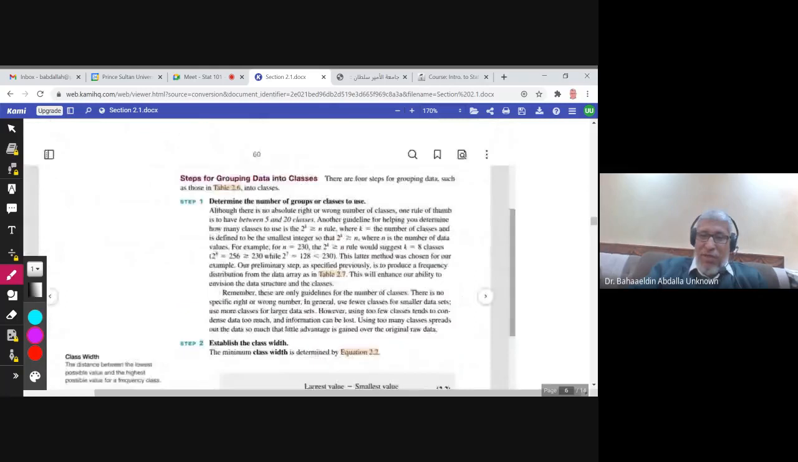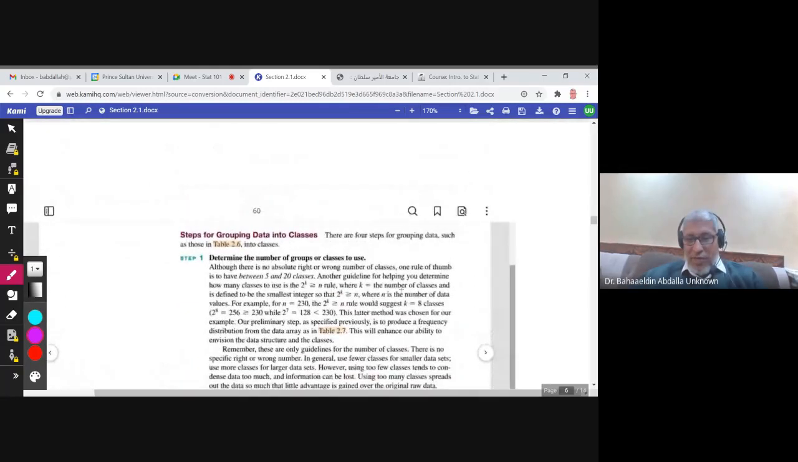Put in your mind the number of classes. Usually, as a rule of thumb, we need the number of classes to be between 5 and 20. More than 20 is very large. Less than 5 is very small. Between 5 and 20, so you could have 6 classes, 7 classes, 8 classes, 9 classes. It is up to you. It is your presentation. We will look at your presentation and enjoy it. If you think 7 classes are good, okay. If you think 8 classes are good, it's okay. It's up to you.